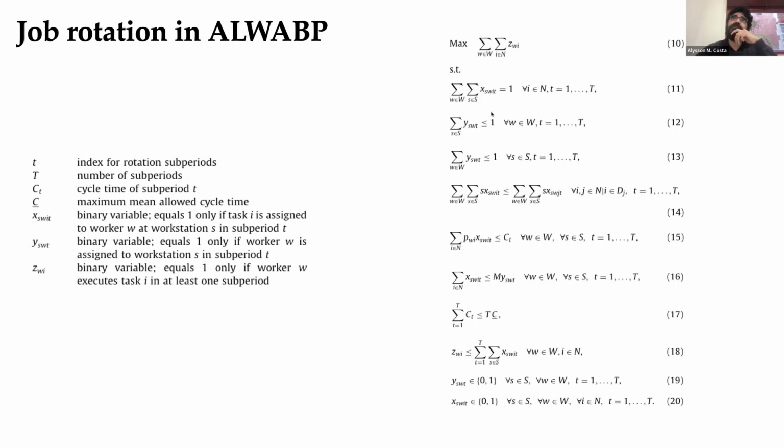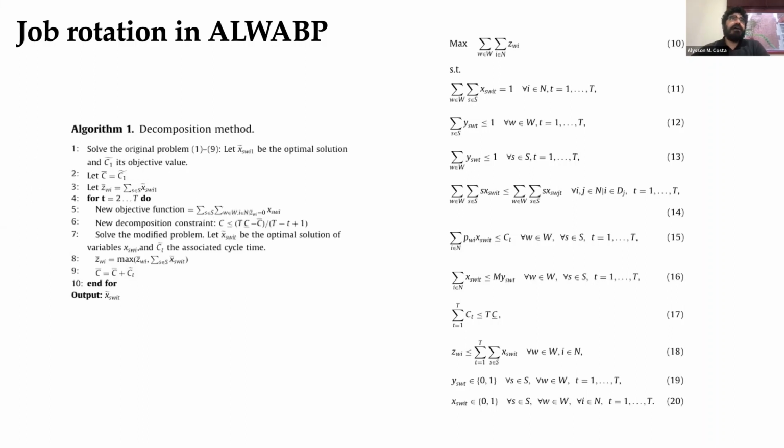And again, same model, only that now I have another index here telling me which period I'm talking about. So I'm now deciding if task I is assigned to station S to worker W in period T. And you have the different periods of your day. I won't dive into this, but basically we had a solution method that again was a combination of models and heuristics. So we used the simpler model in order to generate solutions that were used to obtain the job rotation schedules.